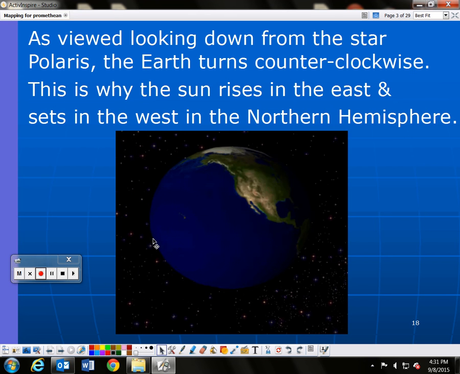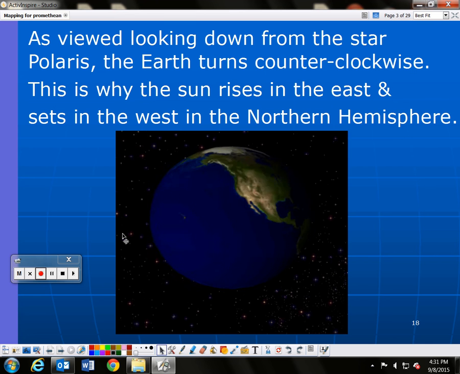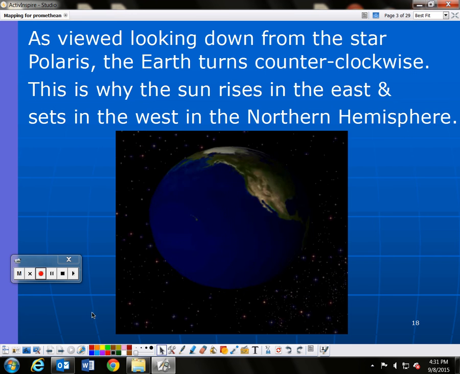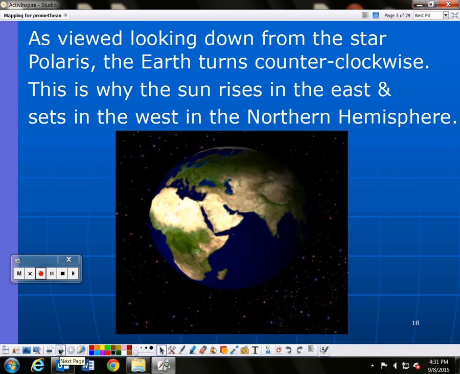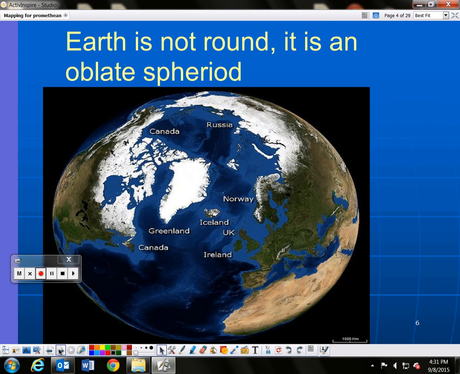Okay. Make sure you know that Earth, as viewed from looking down from Polaris, that's the North Star, appears to turn counterclockwise. This is why the sun rises in the east and sets in the west, in the northern hemisphere. Okay. Earth is not round. It's actually called an oblate spheroid. If you look at it, it's fatter in the middle than it is at the poles. That's what makes it an oblate spheroid.